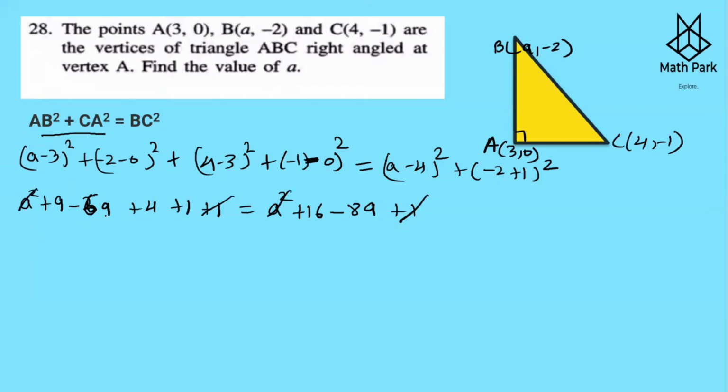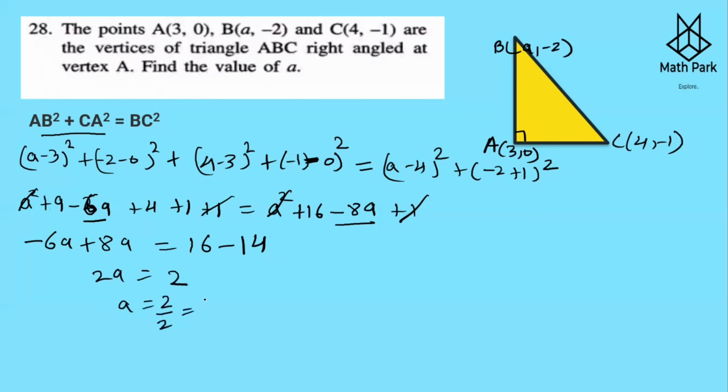Let us bring all the terms with a on one side. So minus 6a is here. I'll bring this minus 8a, it becomes plus 8a. And this is 9 plus 4, 13 plus 1, 14, which goes here, 16 minus 14. So minus 6a plus 8a is 2a is equal to 16 minus 14, which is 2. So a is equal to 2 upon 2, which is equal to 1.